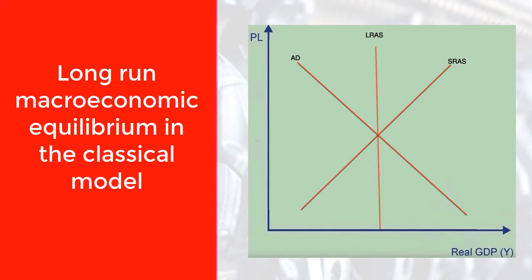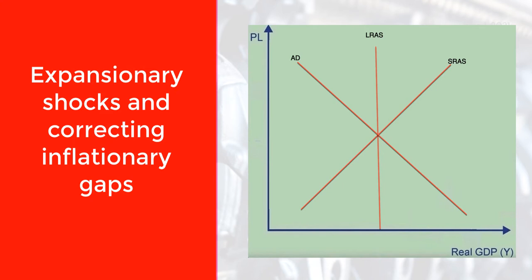This diagram shows the long-run equilibrium position for the economy, where short-run aggregate supply equals aggregate demand and long-run aggregate supply. We're going to look first of all at expansionary shocks in the economy that change this equilibrium position. We know that any change in the determinants of aggregate demand will shift the aggregate demand curve.